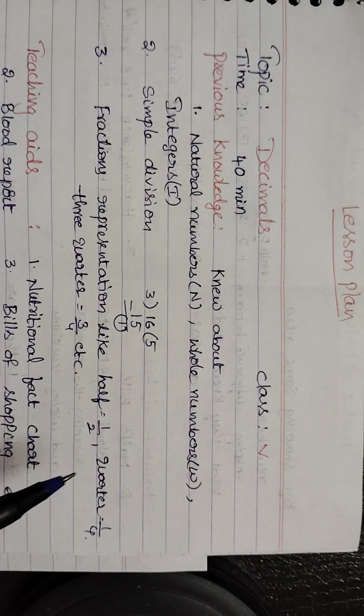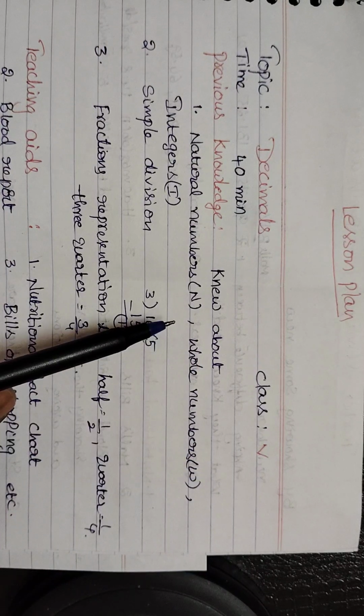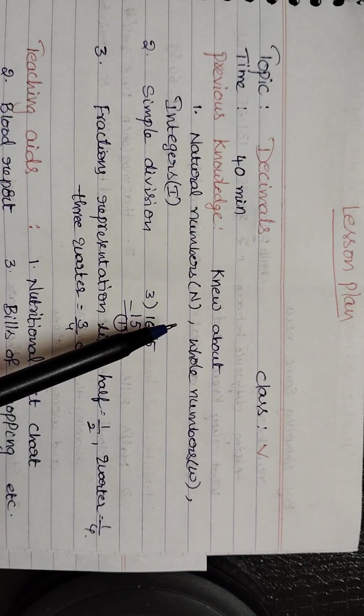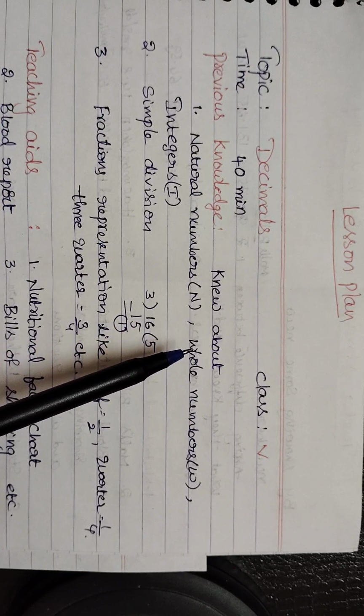Maths lesson plan for B.Ed. Decimals chapter for class 5. Time is 40 minutes. To teach the decimal chapter, the child must have some previous knowledge.